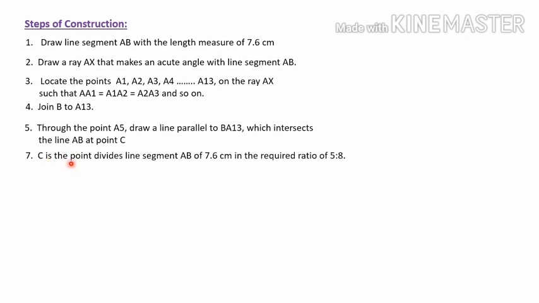Next one, C is the point, divides the line segment AB of 7.6 cm in the required ratio 5 is to 8. That is AC is to CB equal to 5 is to 8. And finally, we have to write the measurements of each part. It is asked in the question. So AC is equal to 2.9 centimeter and CB is equal to 4.7 centimeter. So you have to measure and check whether you are getting these two measurements or not.